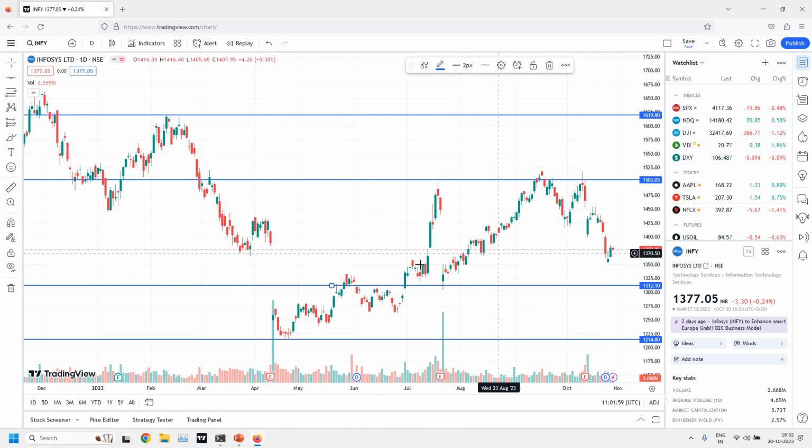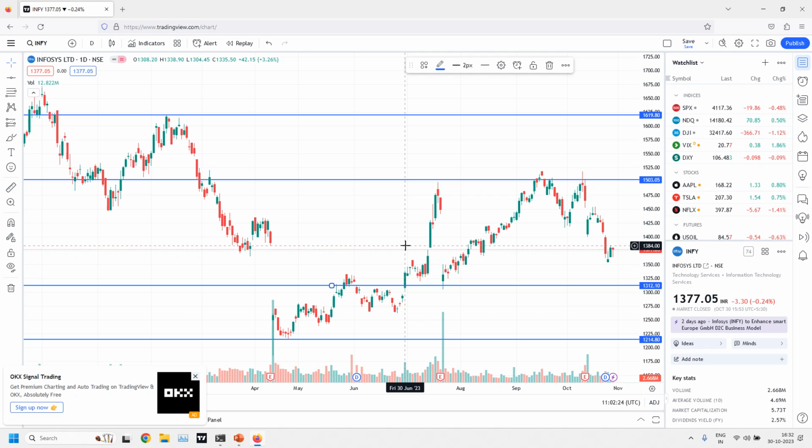Next time when you open the chart, if you don't register, it is a free registration, all these lines will be gone. That means whatever work you saved previously is gone. If you register, the advantage is that next time when you open, your work will be saved, and it will display as it is.